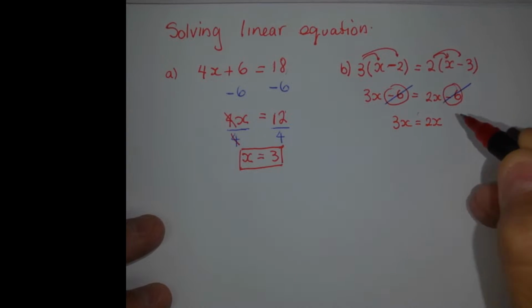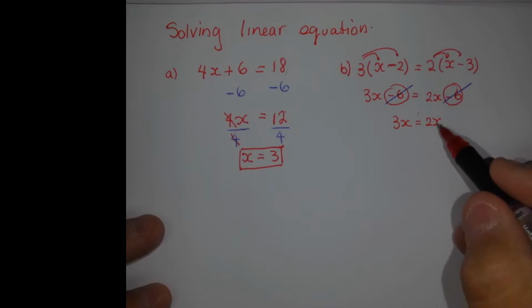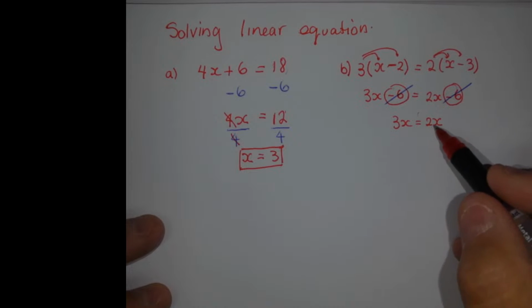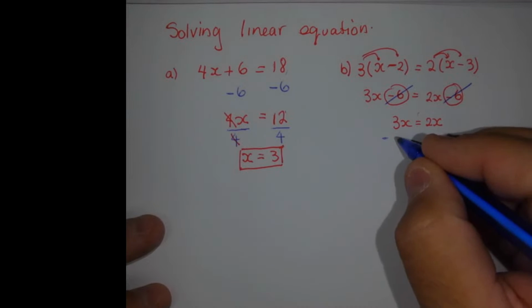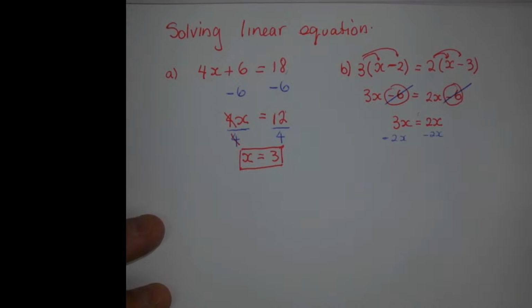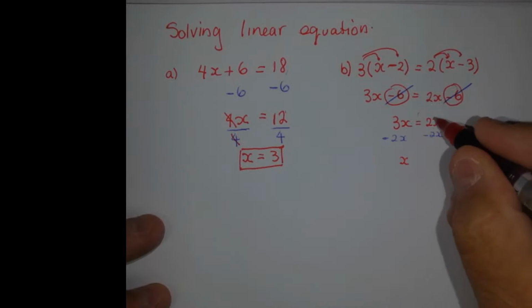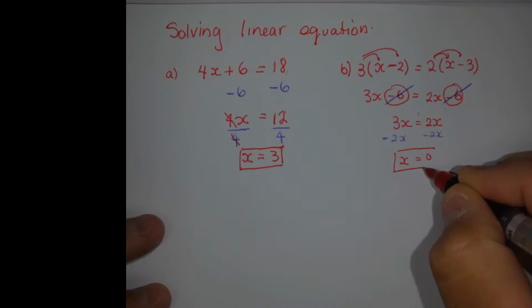Now there is only one value that will satisfy that equation, but the right way to do it will be, because I need to find what is the value of 1x, I'm going to subtract 2x from each side of my equation. So I'm going to subtract 2x from here, and I'm going to subtract 2x from that side. Now 3x minus 2x is equal to x, and 2x minus 2x is equal to 0. So the value of x is 0 in this case.